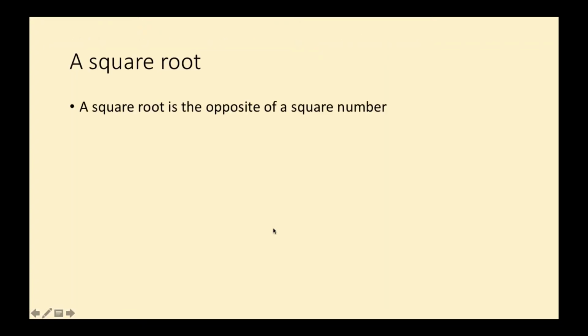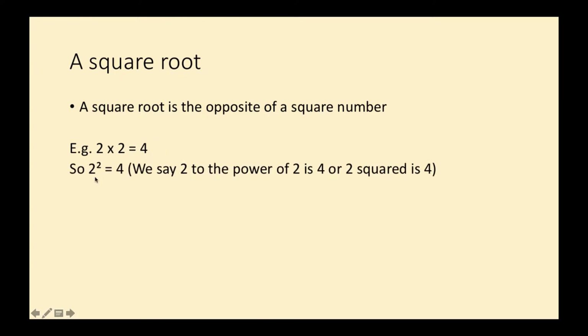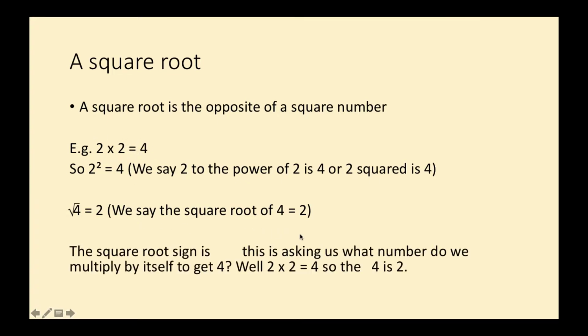Now, a square root is the opposite of a square number. Okay, so let's say, for example, we had 2 times 2. 2 times 2 is 4, which means 4 is our square number. The square root of 4 is 2. So 2 squared is 4. We can say 2 to the power of 2 is 4, or 2 squared is 4. The square root of 4 is 2, because it's the number that we used to get it. So we say the square root of 4 is 2.